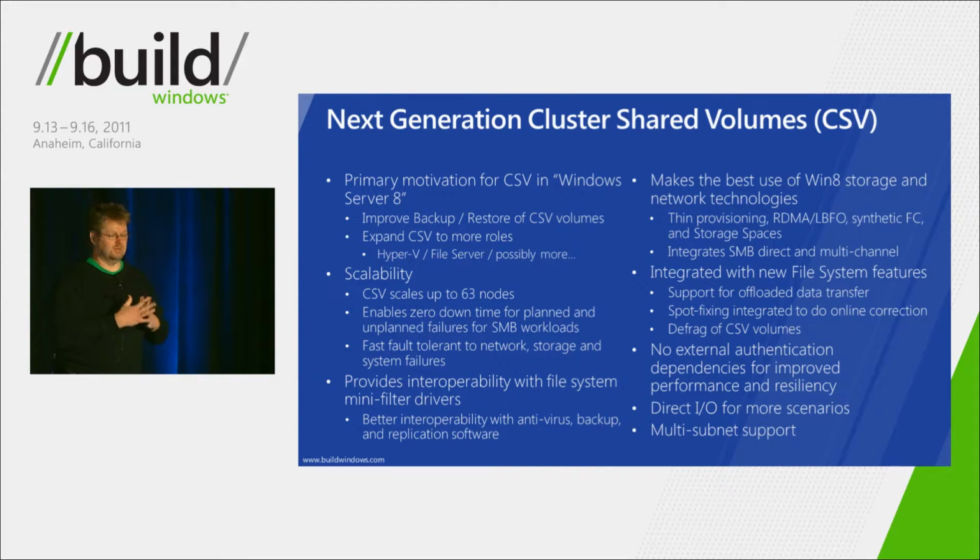So file server, for example, is going to be supported, and we'll talk about the new file server in a minute. We really want to scale with CSV. I talked about 63 nodes; CSV scales up to 63 nodes. And we can enable no downtime with this seamless file server that we have coming. We integrate with all the new features coming. So, for example, SMB Direct, SMB Multi-Channel, and Spaces are all integrated with the new CSV. And multi-subnet support, with some other interesting things.